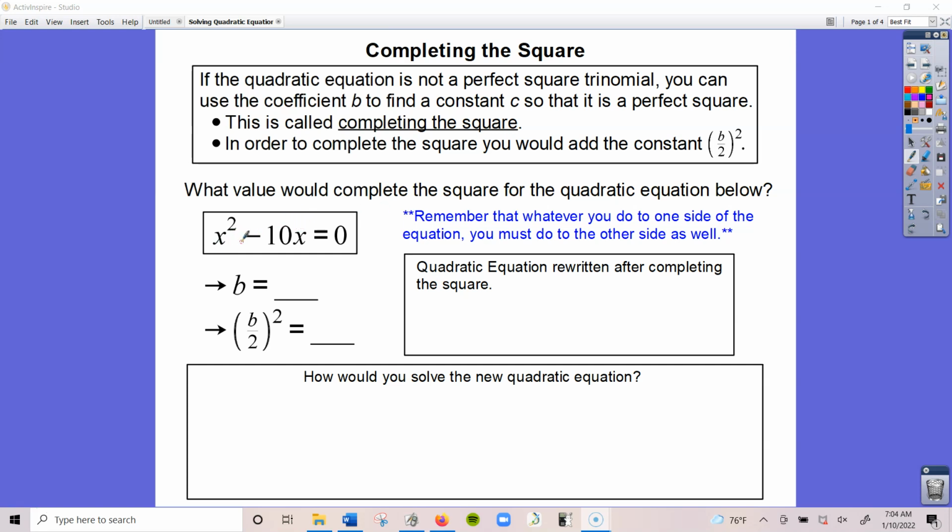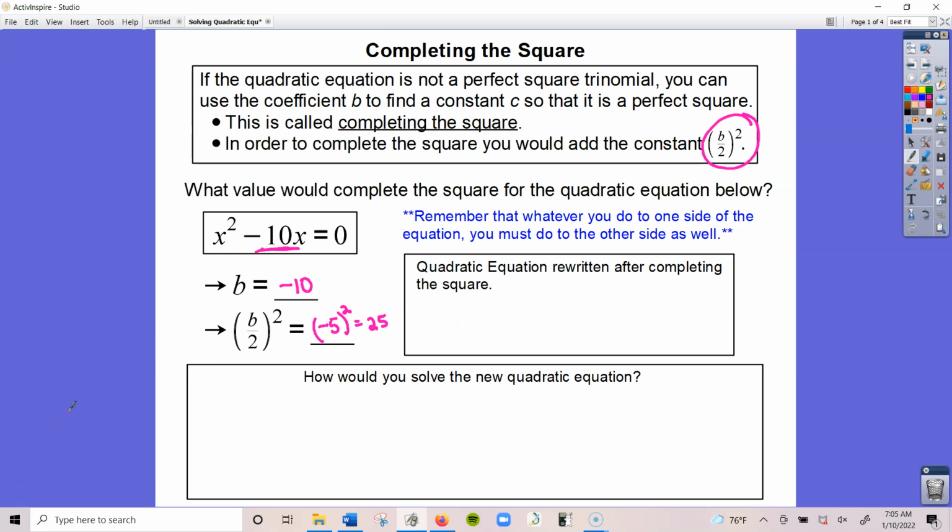We have here x squared minus 10x is equal to 0. Now, if we try to solve this by completing the square, we're going to take the b and add to this equation b divided by 2, and then we're going to square it. So in this example, b is negative 10. If we divide b by 2, negative 10 divided by 2 is negative 5, and then we square it, we get here 25.